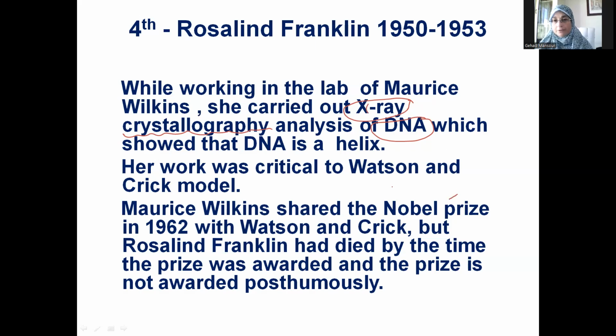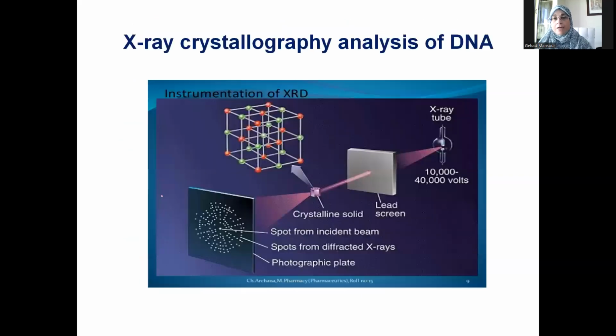But actually, the Watson and Crick model was mainly based on the work of Rosalind Franklin. At the time, Watson and Crick got the Nobel Prize for their model of DNA. Maurice Wilkins was still alive, and he shared the prize with them. But at that time, unfortunately, Rosalind Franklin had passed away, and the Nobel Prize is not given posthumously. And unfortunately, there wasn't any kind of appreciation for Rosalind Franklin.